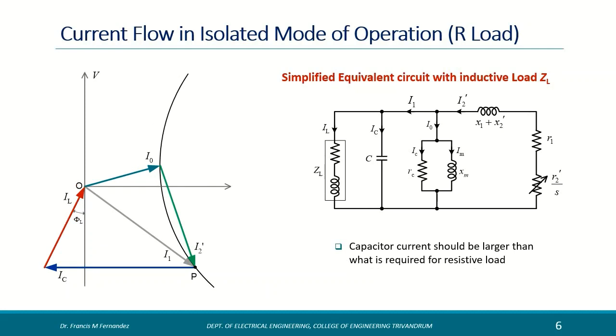When the load is inductive, the load current phasor changes like this, and the requirement of capacitor current is higher. Therefore, to maintain specified terminal voltage, there should be a suitable match between the load current and the capacitor current.